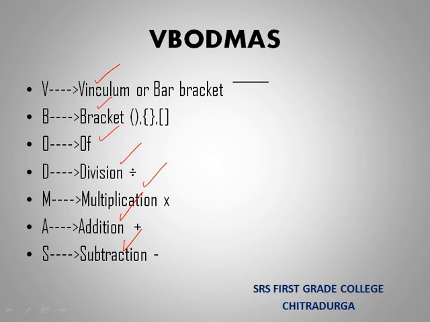In the expression, you need to solve the vinculum first. Then you need to go to the brackets. In the brackets, there are three types: normal bracket, flower brackets, and then square bracket. First, you need to solve normal, then flower brackets, then square brackets. Next you need to solve of, then the remaining arithmetic operations: division, multiplication, addition and subtraction.